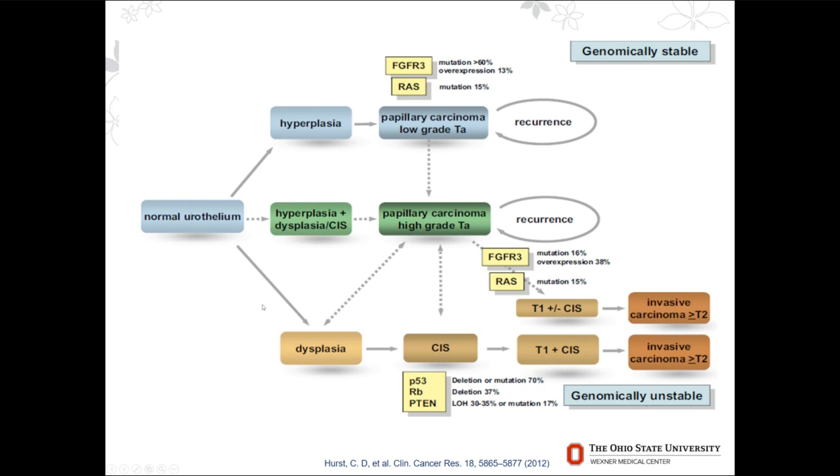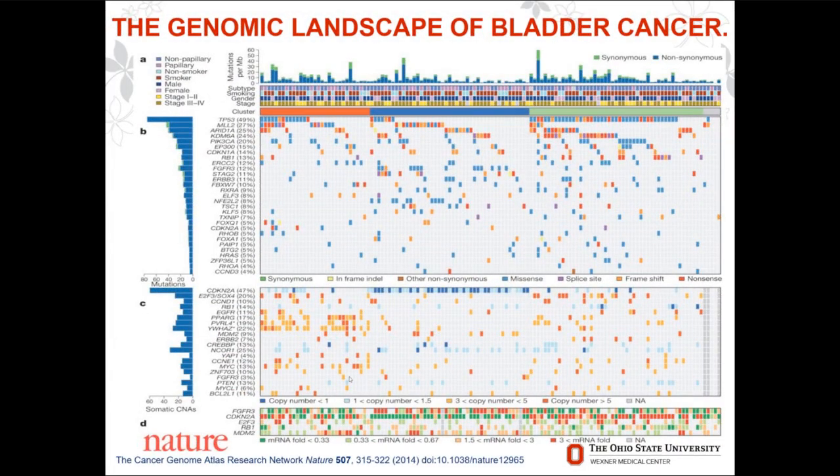And some of these tumors can also go down the dysplasia pathway or the CIS pathway, where they have P53 deletions or mutations. They have RB deletions or P10 LOH in 30 to 35%. A subset of these tumors, either coming from the hyperplasia pathway or from the dysplasia pathway, will become invasive. This is critical because as we understand more and more about the genomic landscape of bladder cancers, we can start to think about different clusters in urothelial carcinomas.